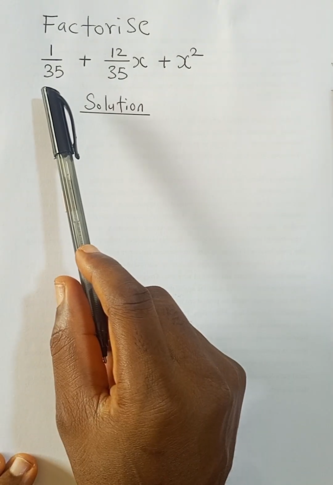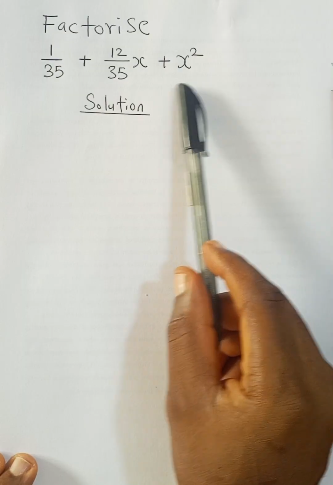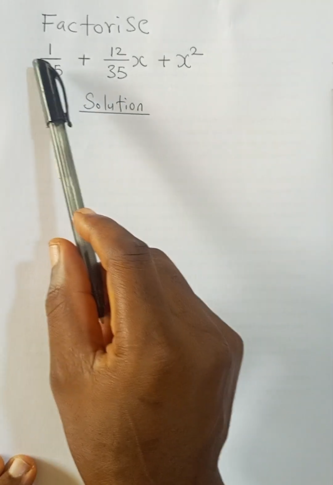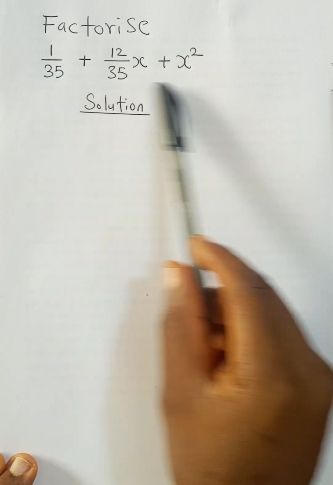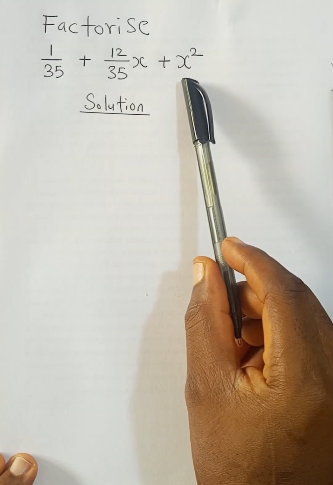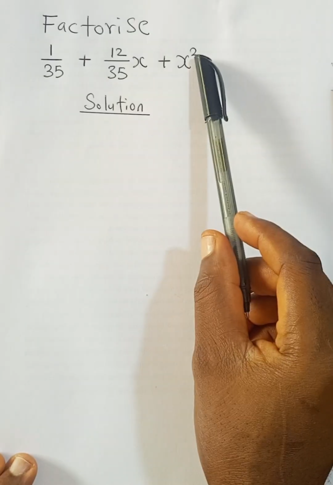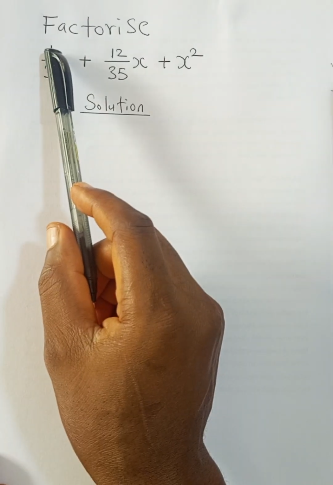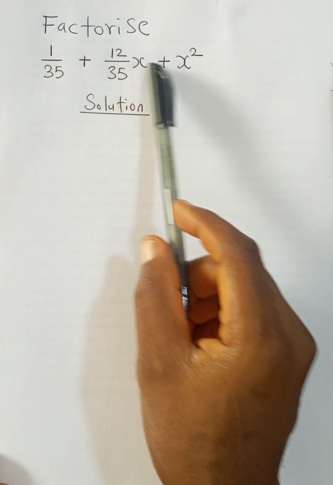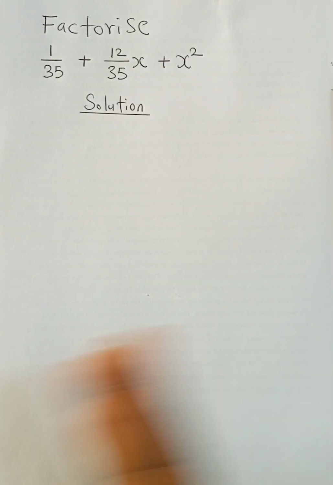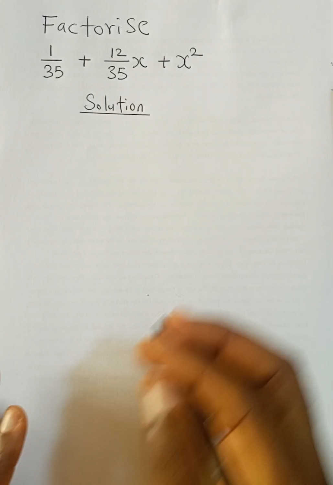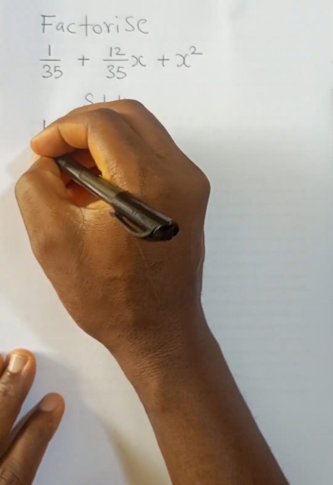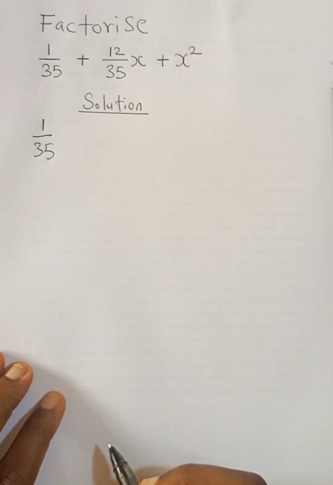If you notice, you will see that 35 is common. The common denominator is 35, because there is no 35 here, and for the numerator, you can say 1 is common. 1 is common between 1, 12x and x squared. So let's bring out the common factors. Let's factor it out. So we're going to bring out 1 over 35 outside.